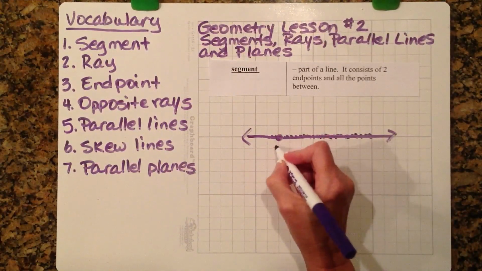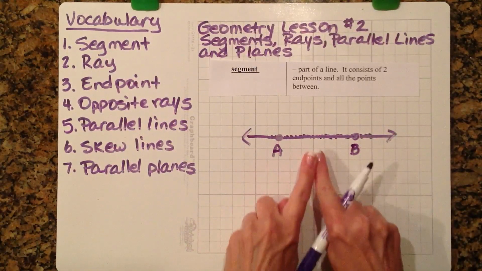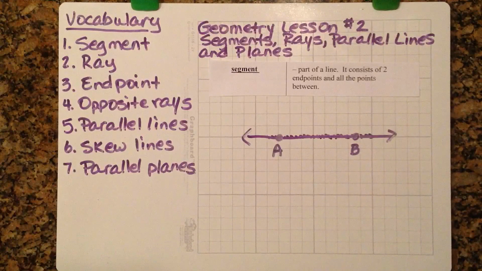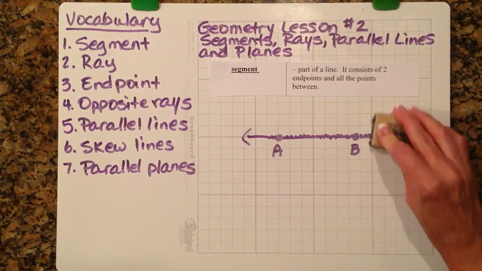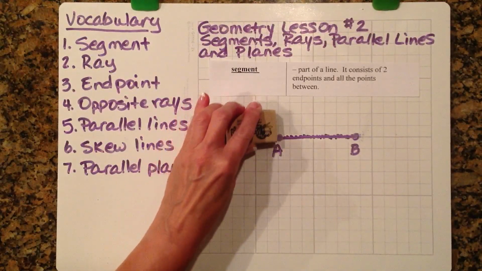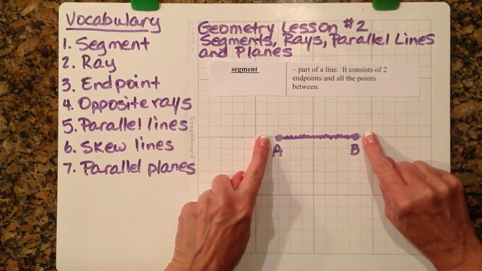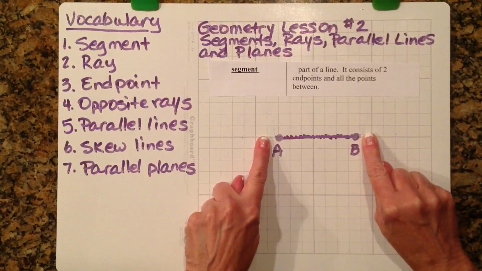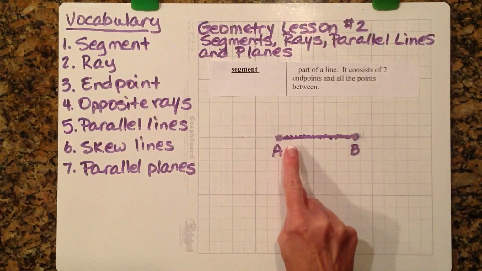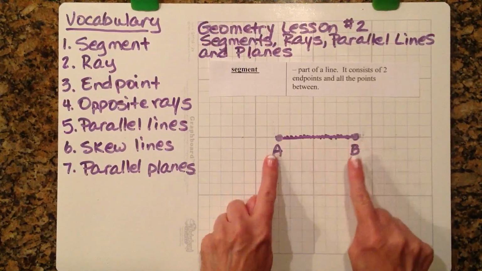Let's name two of the points. I'm going to label point A and point B. Those are 2 points of the trillions and trillions of points that are right here on this line. Now, if I decide to erase this portion right there, and then right here, I now have a segment or line segment. You can say either segment or line segment, it does not matter. So what it is, it consists of 2 endpoints, it has an end, and all the points between it. So this is an infinite amount of points between A and B.